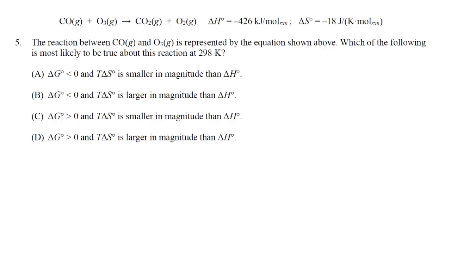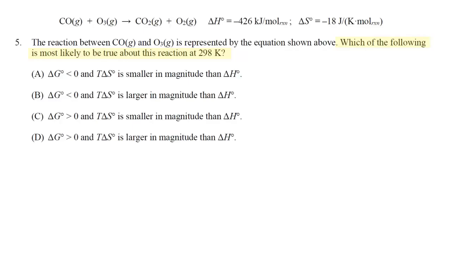So we are going to involve calculations in this question with delta H and delta S, so please pay attention to the units. Note that delta H has kilojoules and delta S has joules. That's very important. All right, let me go ahead and read question 5. It says the reaction between carbon monoxide gas and ozone gas is represented by the equation shown above. Which of the following is most likely to be true about this reaction at 298 Kelvin?